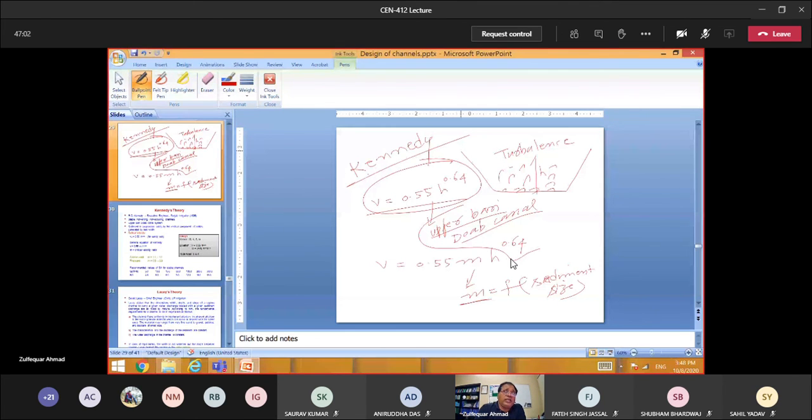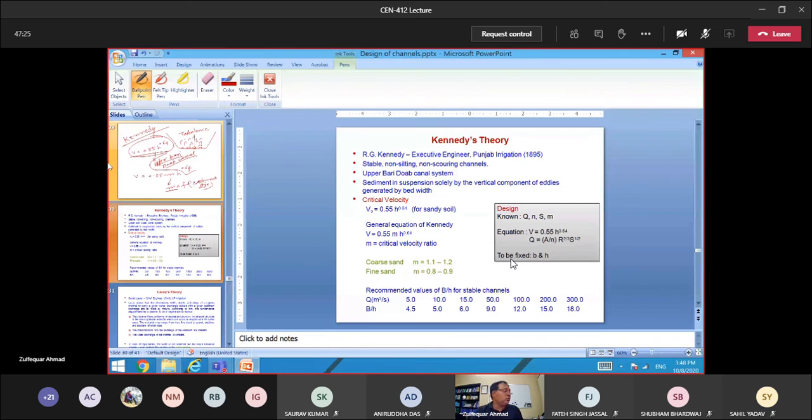The reason is that this is one equation, but you have two parameters here, that is B and H. So you should have a B by H ratio, which was introduced later on. Let me share this slide, and then these things will be clearer. As I told you, R.G. Kennedy and the Upper Bari Doab canal system, and this is the equation.